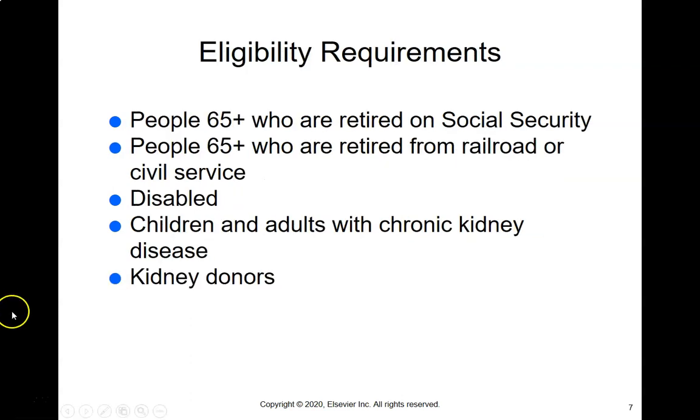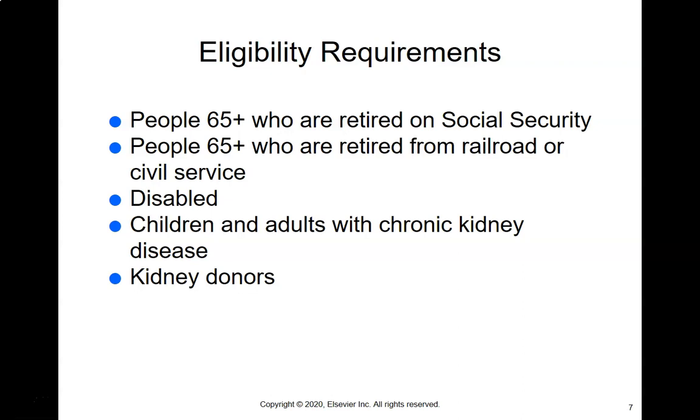Eligibility requirements. Medicare is a federal health insurance program for the following categories of people: people 65 years of age and older who receive Social Security benefits, people 65 years of age and older who are retired from the railroad or civil service, disabled individuals who are eligible for Social Security disability benefits and who are in the following categories: 1.